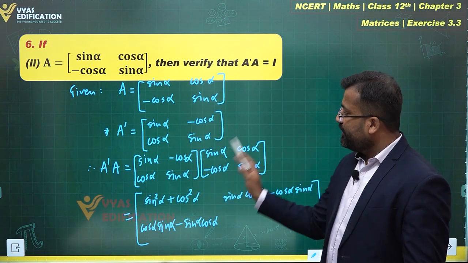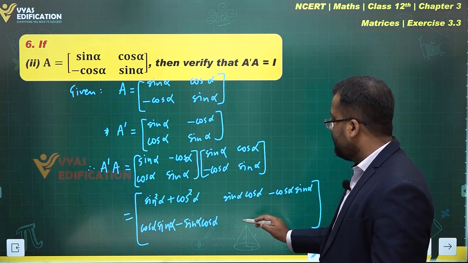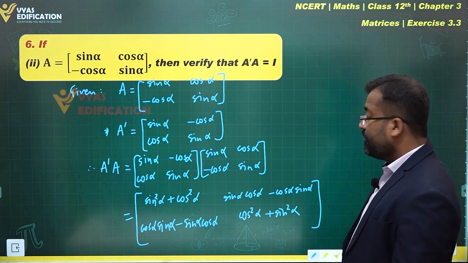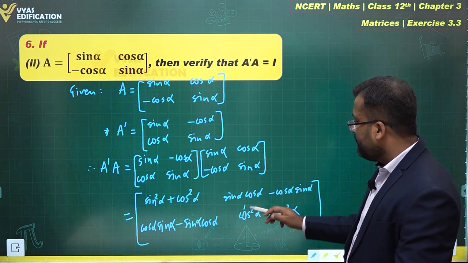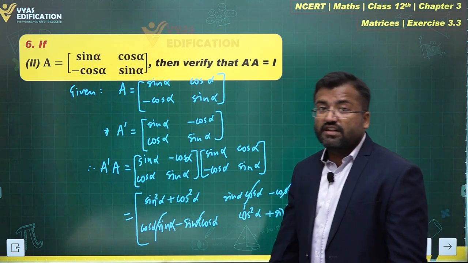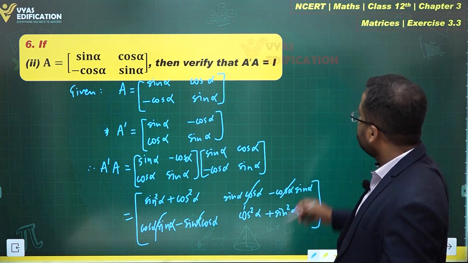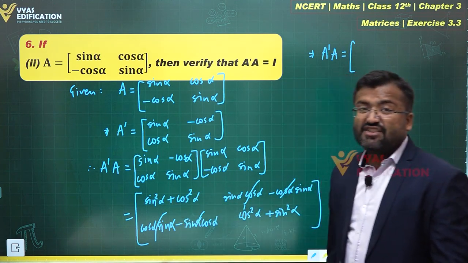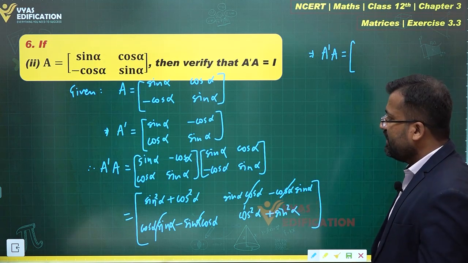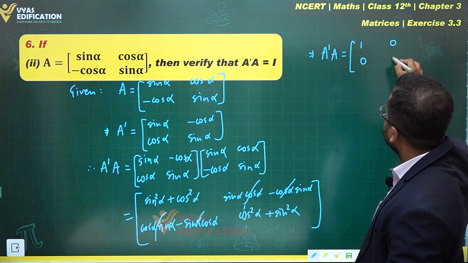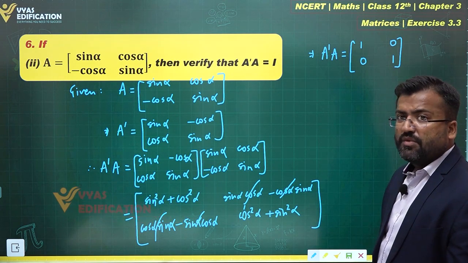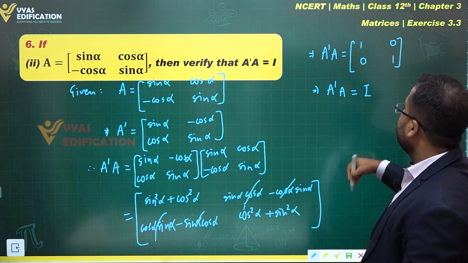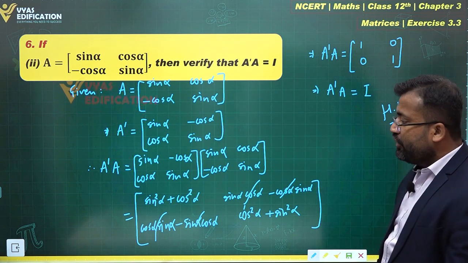What next? The second row gets multiplied with the second column. Cos alpha times cos alpha is cos square alpha. Sin alpha times sin alpha is plus sin square alpha over here. This is what I obtain. After reaching this stage, you can observe that this and this get cancelled, this and this get cancelled. This term becomes 0, this term also becomes 0, which gives A transpose A equal to what? Sin square alpha plus cos square alpha is equal to 1. This is 0, this is 0, this is 1. You can observe this is cos square alpha plus sin square alpha, which is also 1. And this implies that A transpose A is equal to identity matrix, and that's what we wanted to verify.